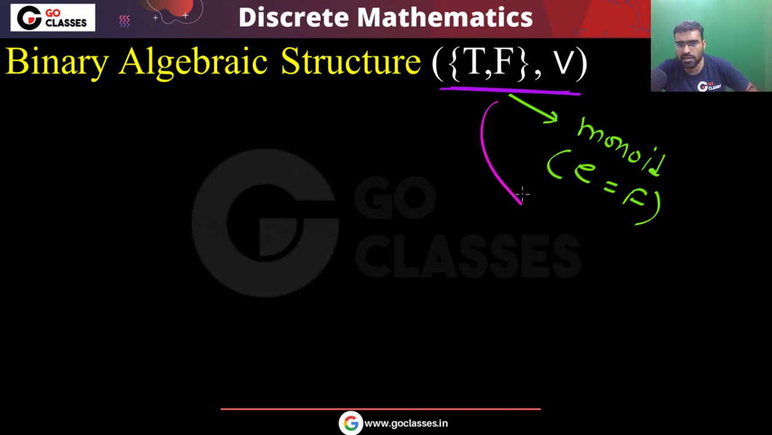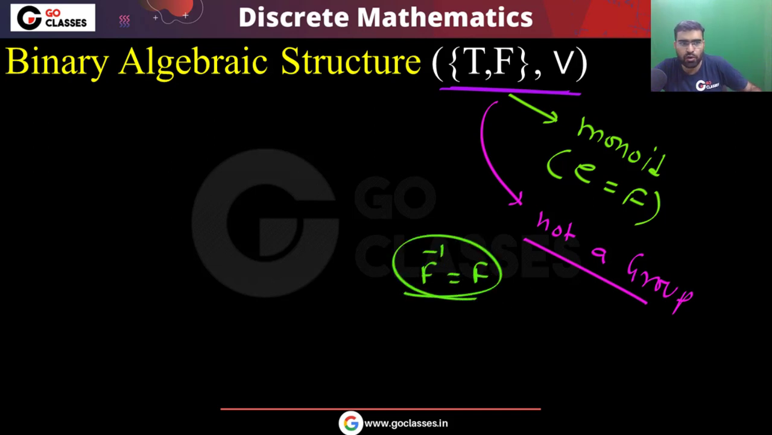This is not a group. This structure is not a group. Why is this structure not a group? This structure is not a group because there is no inverse of true. For example, remember the false inverse, that is false. There is no problem. False inverse is false, but there is no inverse of true.